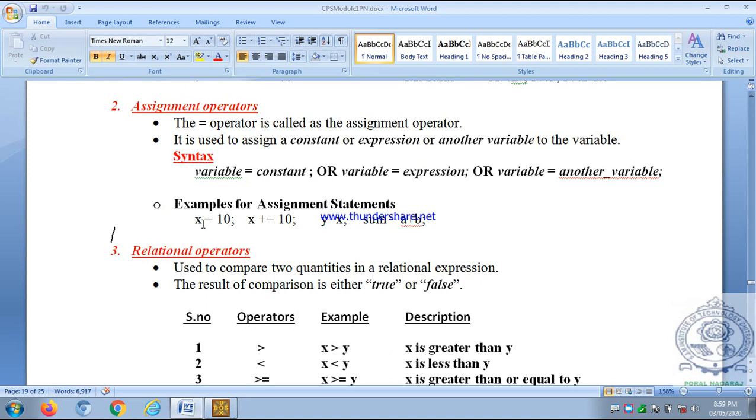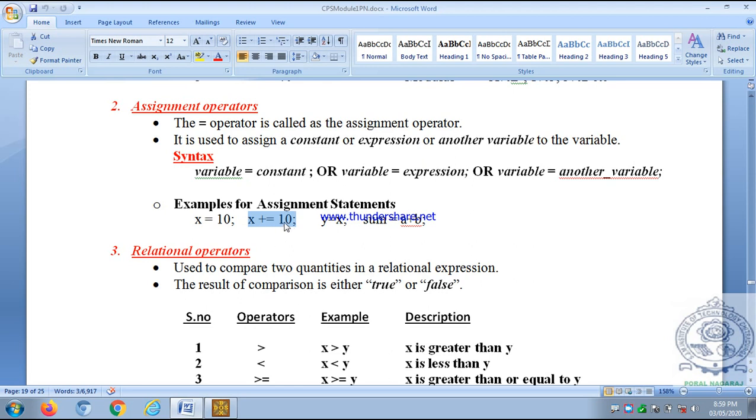So we write x assigned value 10. Here we have written x plus is equal to 10. It is called updating assignment operator. Plus is equal to is called updating assignment operator. So x plus is equal to 10 is nothing but x assigned a value x plus 10. That is literally its meaning.